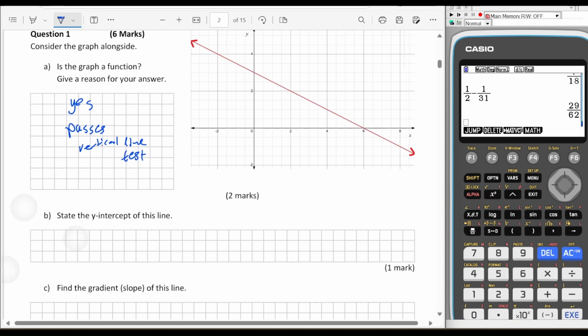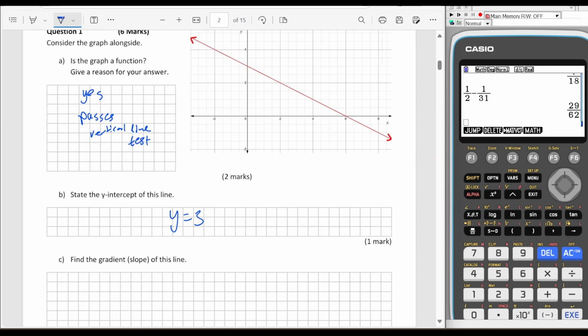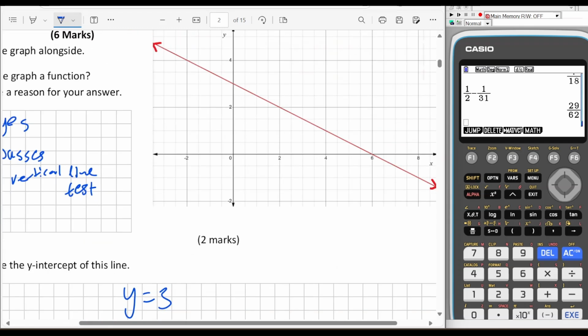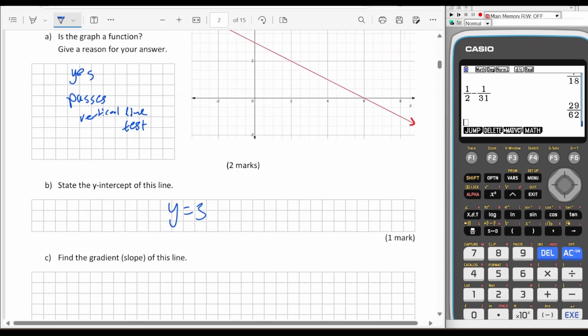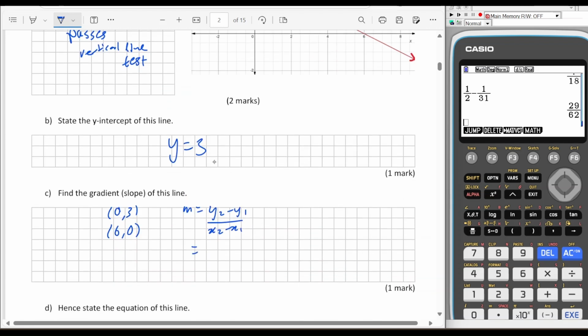State the y-intercept of the line. It looks like the y-intercept is 3 based on the graph there. Find the gradient or slope of the line. Basically you pick any 2 points. So I might pick the points (0, 3), and I can see the x-intercept is (6, 0). Then the slope is y2 take y1 over x2 take x1. So that's 0 take 3, and then 6 take 0. So it's minus 3 over 6, which is minus a half.